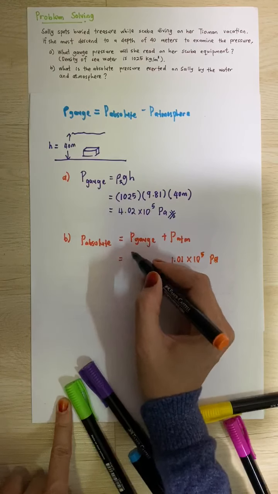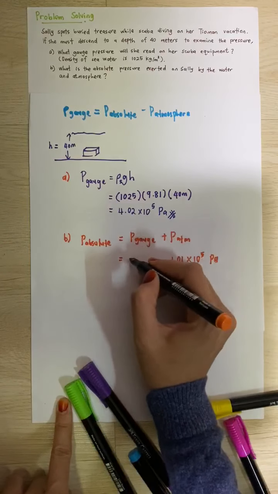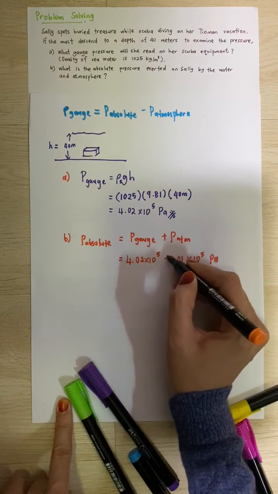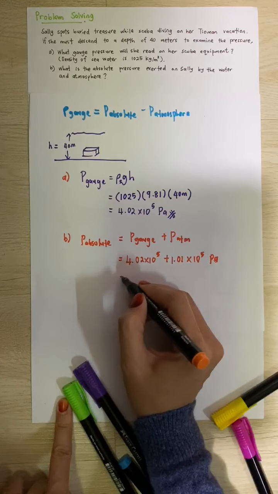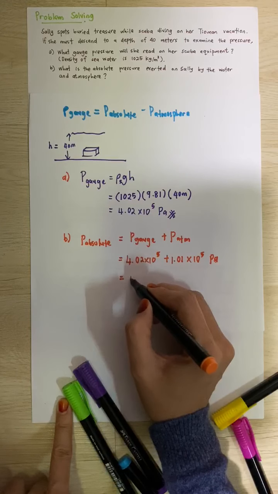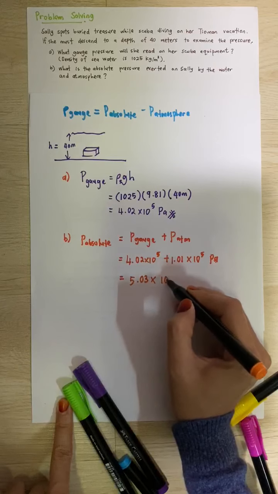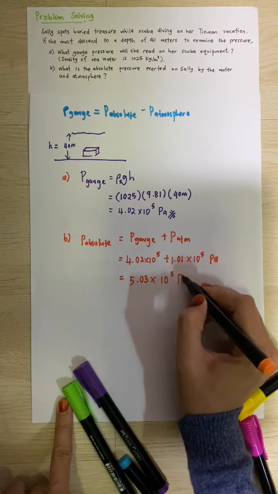So from here we have the gauge pressure value of 4.02 times 10 to the power of 5, plus the atmospheric pressure. So the absolute pressure answer is 5.03 times 10 to the power of 5 Pascal.